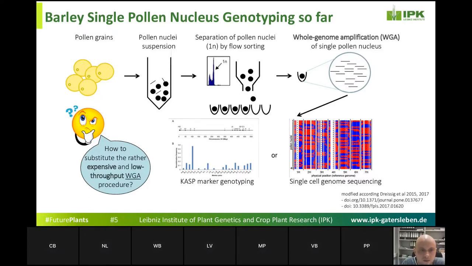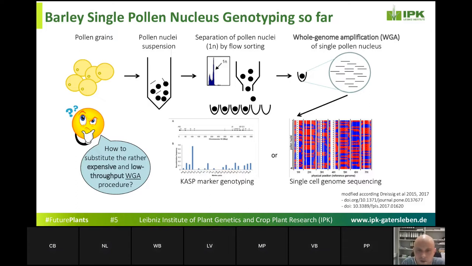The basic idea was that we isolate pollen grains from a single plant. We optimized the cracking of these very rigid pollen walls. Then we have a pollen nuclei suspension. We use the flow cytometer and sort individual pollen nuclei. Then, due to the limited DNA content, we perform whole genome amplification and subsequently either CAPS marker genotyping, for instance, or even single cell genome sequencing.